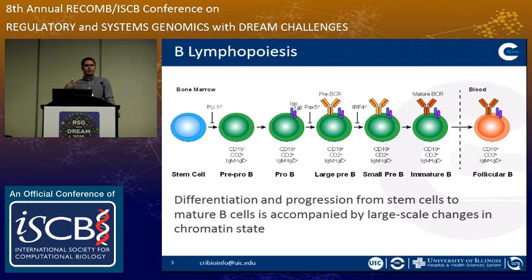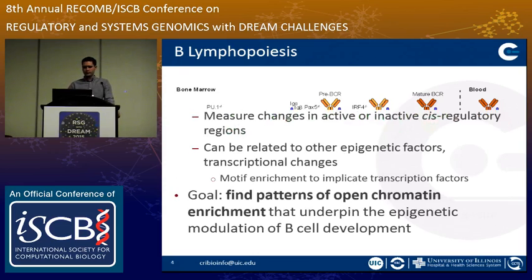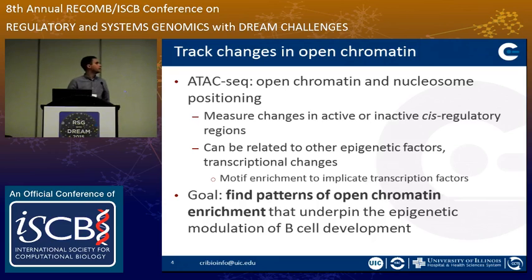Their goal was to get a kind of higher level picture of chromatin state changes across B-cell development, something a little bit more broad than specific transcription factors. And so for this, they were turning to ATAC-seq, which I think we may have heard a little bit about already, and we'll hear about more tomorrow.